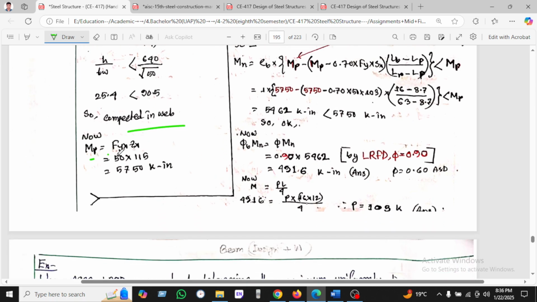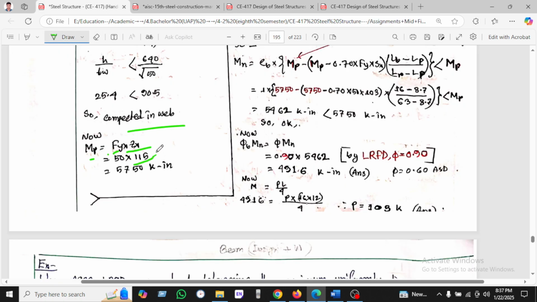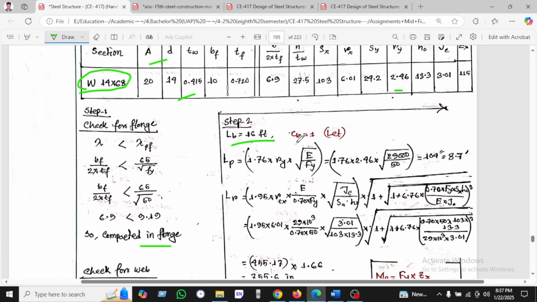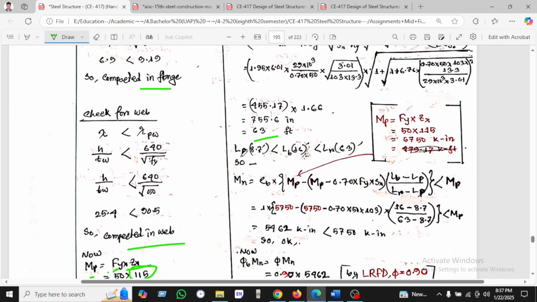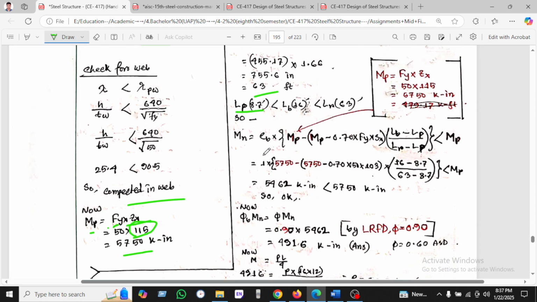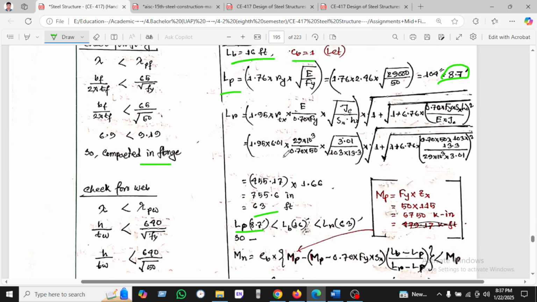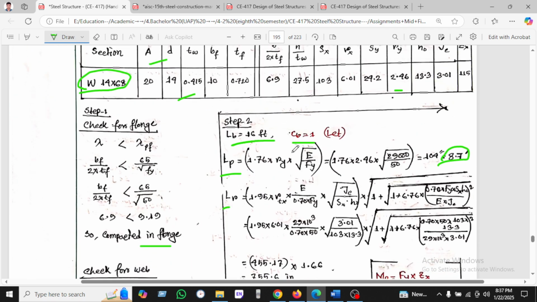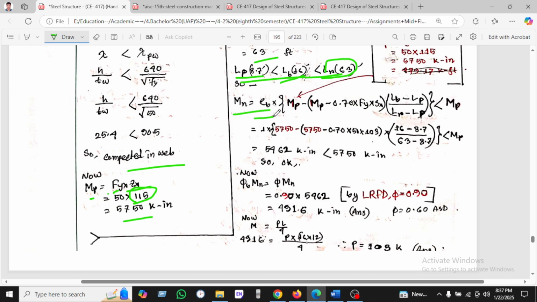Fy now, Mp equal to Fy into Zx. Zx is taken from this table. We know that Zx is here almost 115, so 115 is Zx taken from the AISC manual, and we found Mp. Lb is given, and Cb is taken as 1, and Lp we are calculating by this formula, and found 63. As we know, the Lp is 8.6, and Lb equal to 16, and Lr equal to 63. As the sequence is maintained, then we can use this formula for Mn.